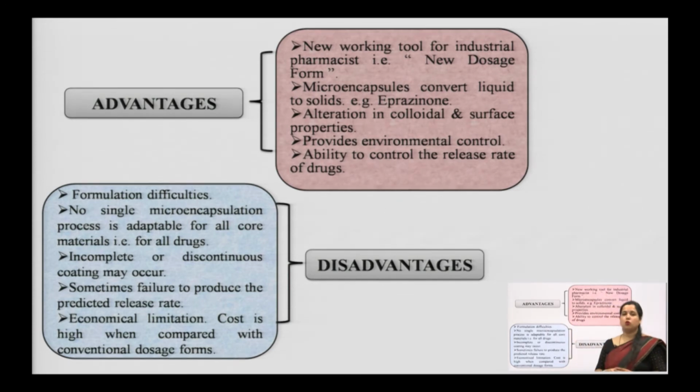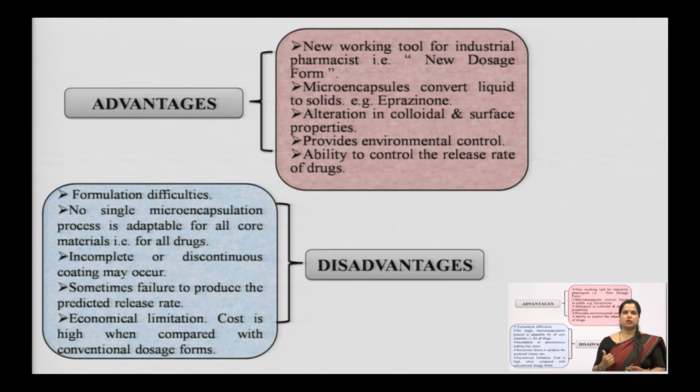Apart from this, every system has pros as well as cons. So, we will next move on to the disadvantages of the system. Basically, we have considered all the fundamental parameters or factors during the manufacturing, but after that also we can face some formulation difficulties. No single microencapsulation process is adaptable for all core materials, that means for all drugs.